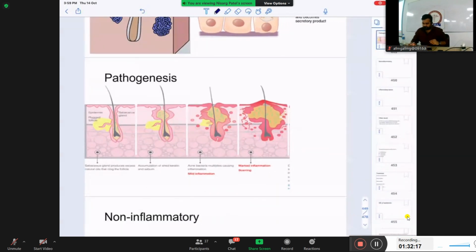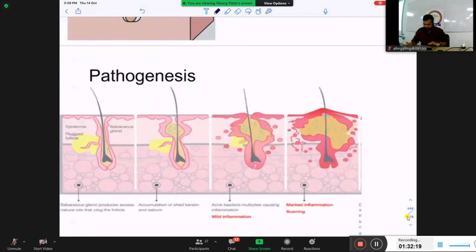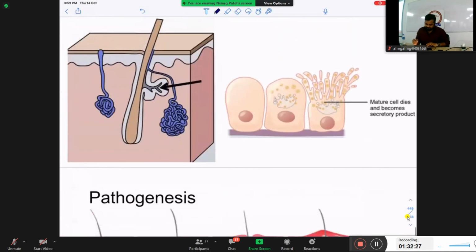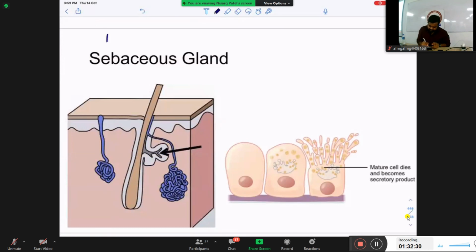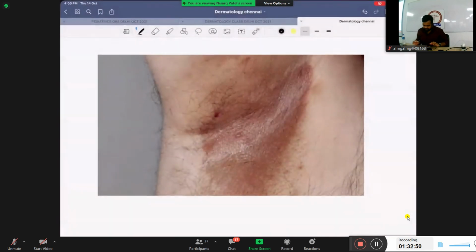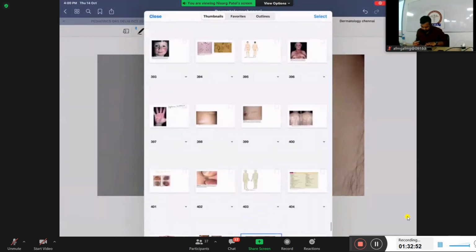Okay, so first of all, what we will see in acne is which gland is involved in acne? Pilosebaceous. So just write down in acne, sebaceous gland. We will write the treatment because most of the MCQs are asked on the treatment only. This gland is the pilosebaceous unit. I will show you the photograph of it.